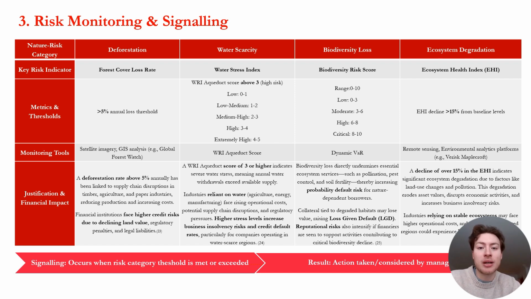And lastly, ecosystem degradation is tracked via the Ecosystem Health Index, where we employ a threshold of 15% decline, signaling ecosystem damage from land use changes or pollution. This threshold has been proven to reduce asset values, disrupt economic activity, and lower a company's creditworthiness. This monitoring framework would help institutions proactively identify and mitigate environmental risks that directly impact financial performance.